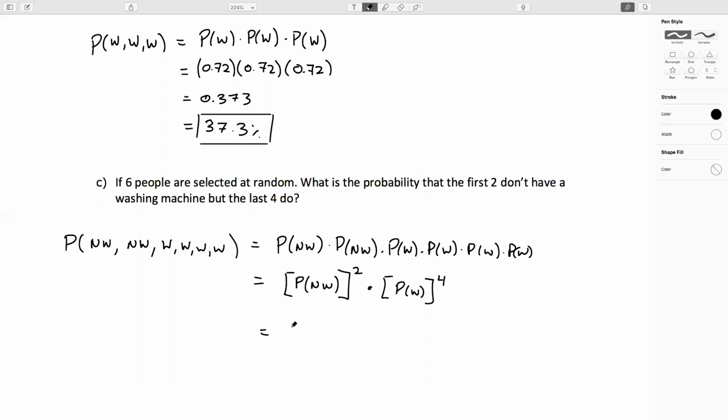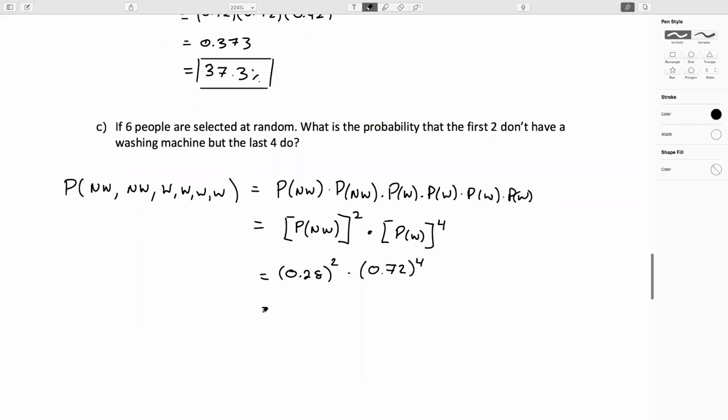This equals 0.28 squared times 0.72 to the power of 4. This equals 0.021, which is about a 2.1% chance. So this particular combination is not that likely. There are only about 1 in 50 times you're going to find this combination of people with or without washing machines.